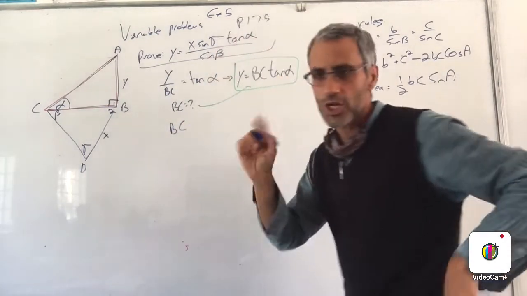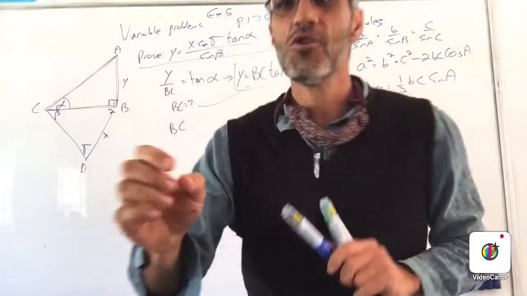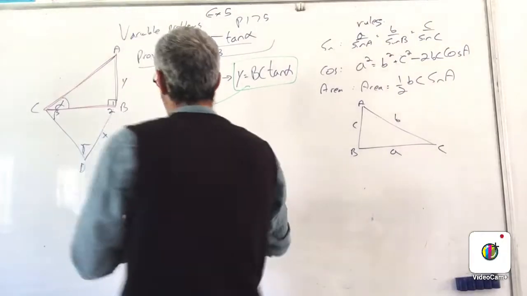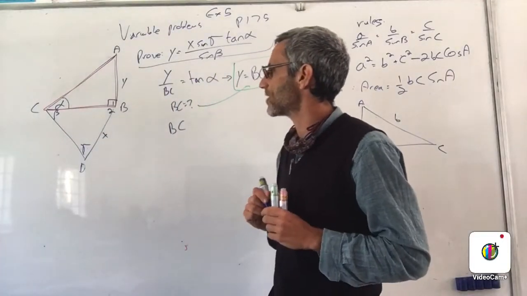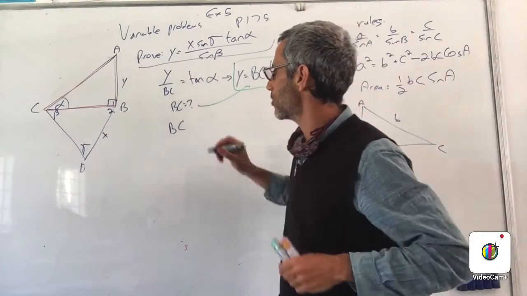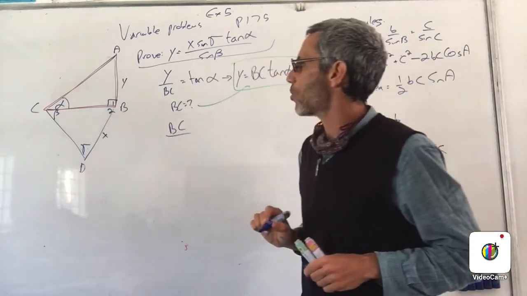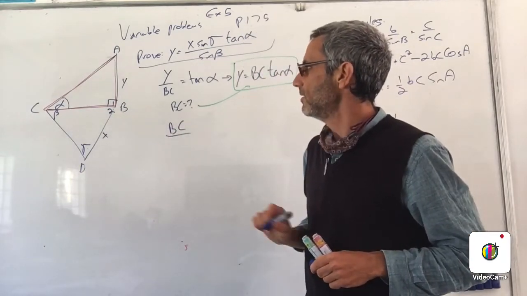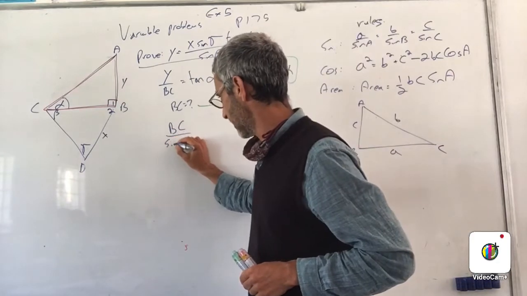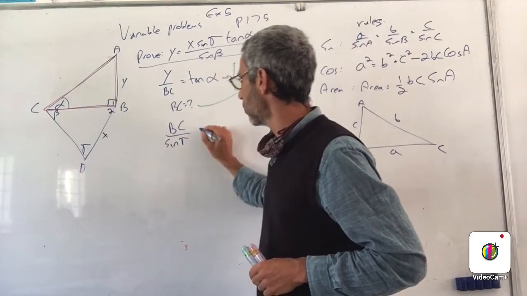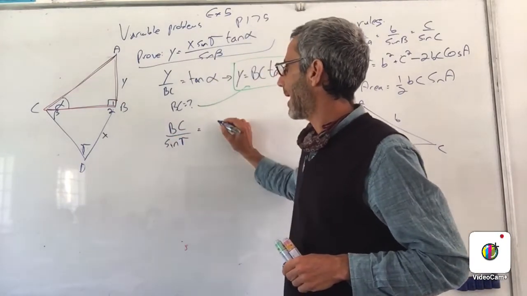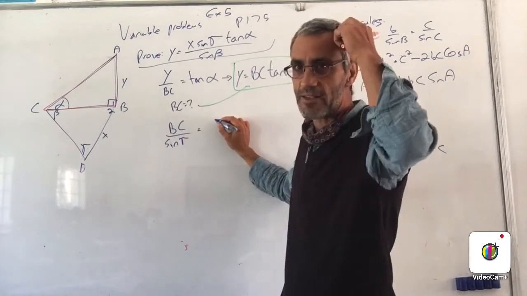Okay, I want to find out what BC is. What could I do? I'm going to just pause it here and see if maybe you can figure it out by yourself. So you figured it out by yourself, with a little bit of help, but we're going to use the sine rule. So let's see if you can do that. BC divided by what? Not just gamma, but sine gamma, well done, okay? Will be equal to what?